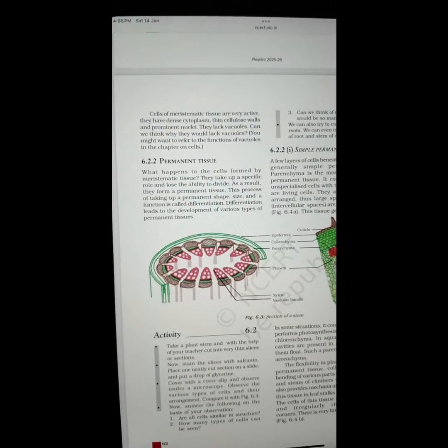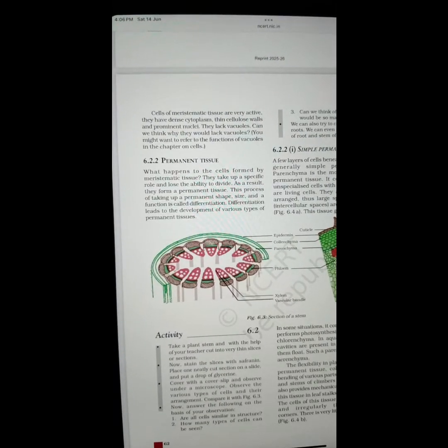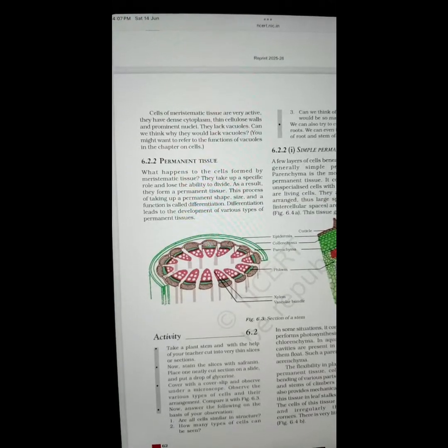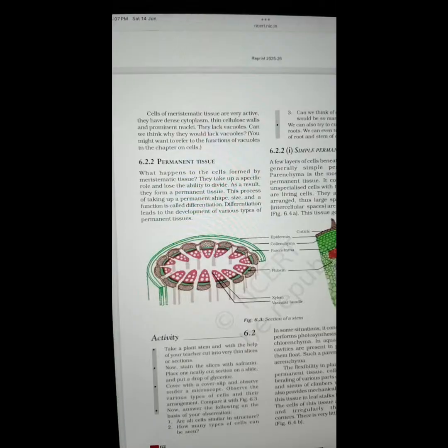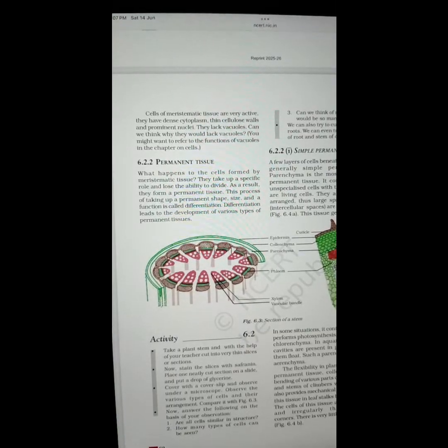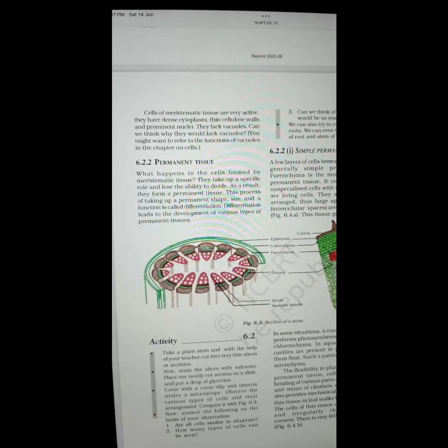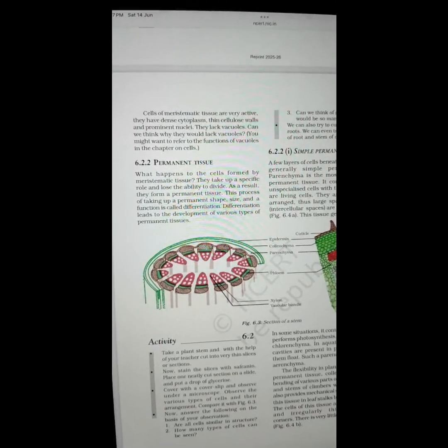Cells of meristematic tissue are very active. They have dense cytoplasm, thin cellulose walls, and prominent nuclei. They lack vacuoles. Can we think why they would lack vacuoles? You might want to refer to the functions of vacuoles in the chapter on cells.